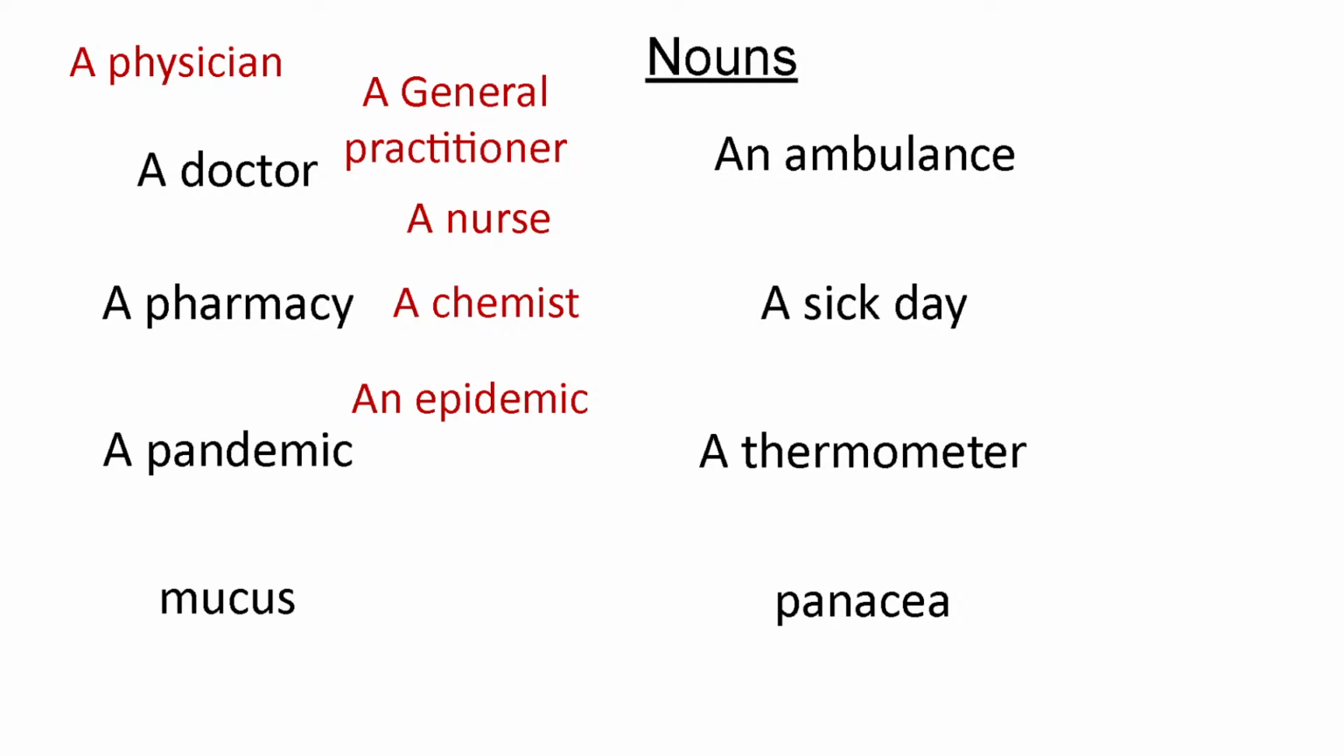Okay, so mucus. I wonder if you know what the word mucus means. So mucus is something that may come out of your nose if you're feeling a little bit ill, and a more informal word is snot. Not a very pleasant word to say, but it is a useful bit of vocabulary. So we've got the word an ambulance. So this is a vehicle that takes you to the hospital when you're feeling ill.